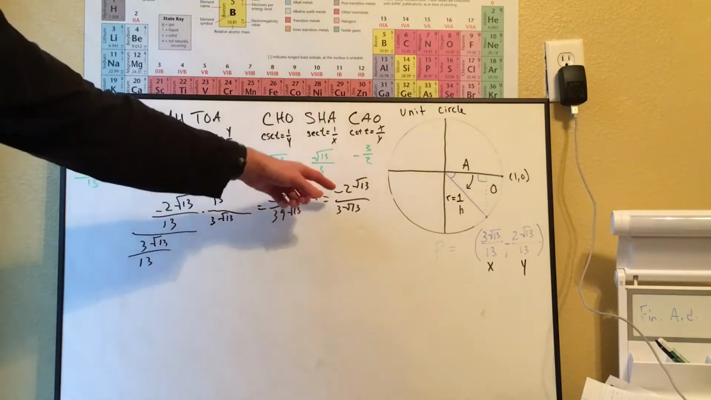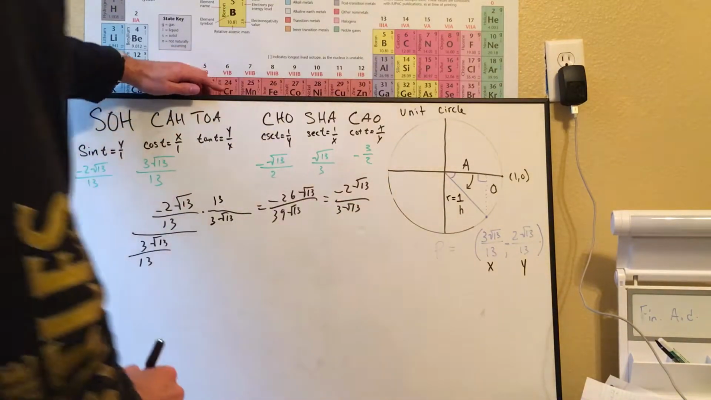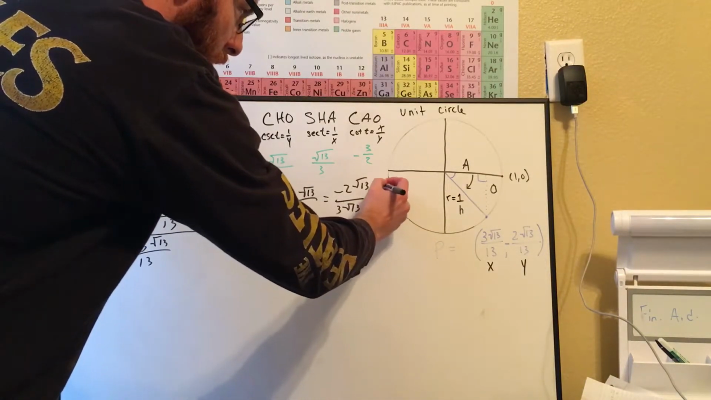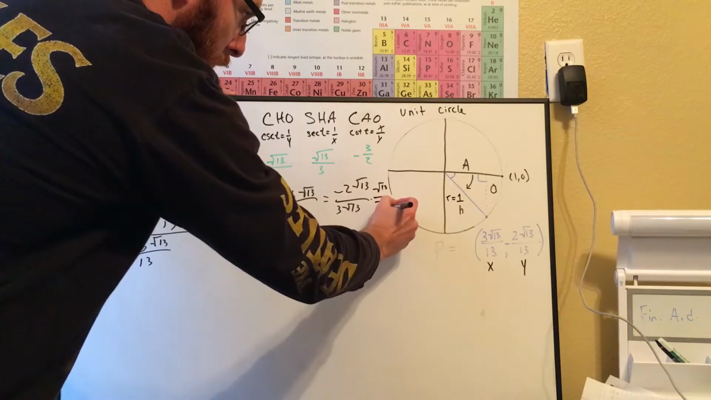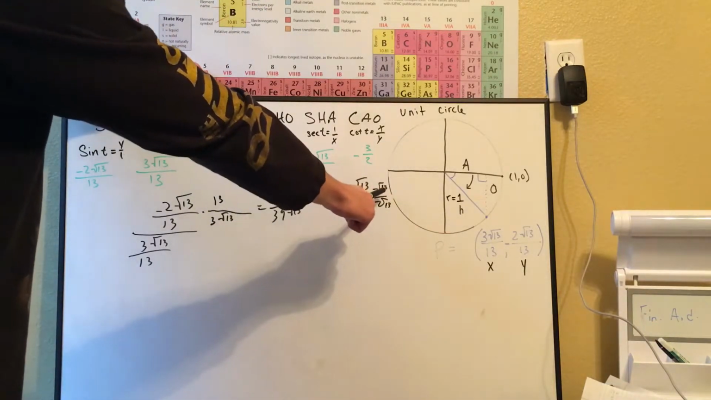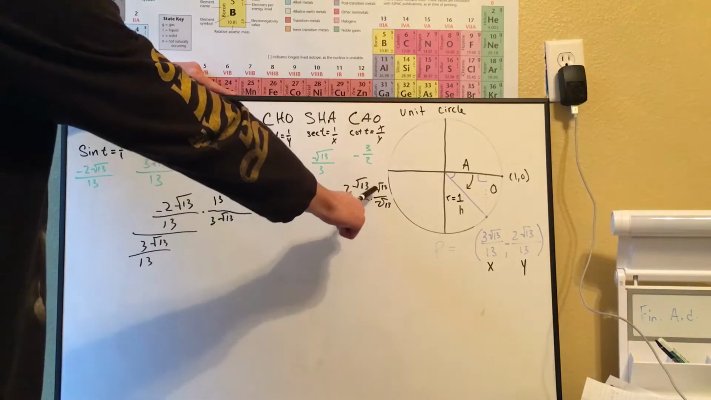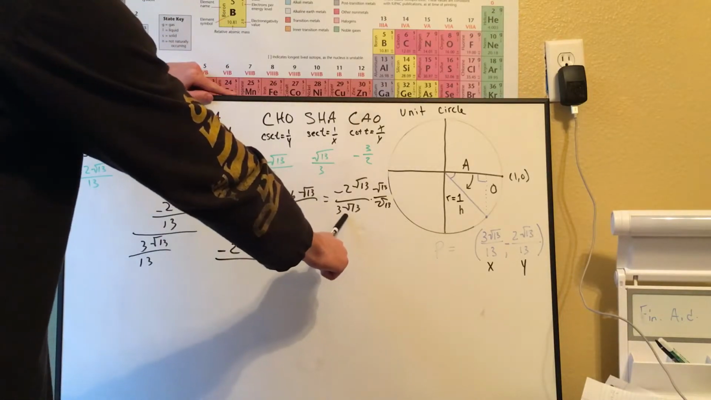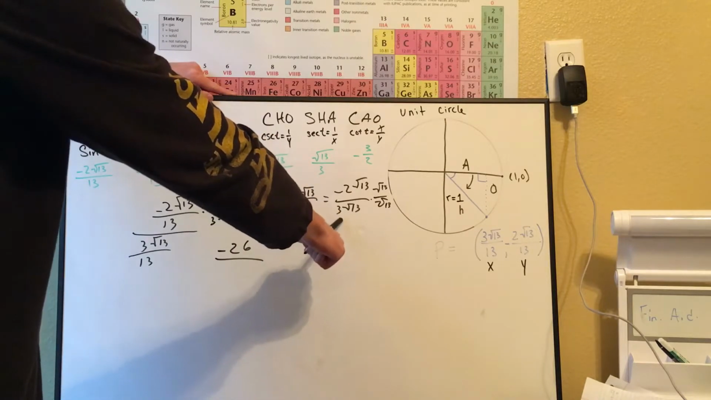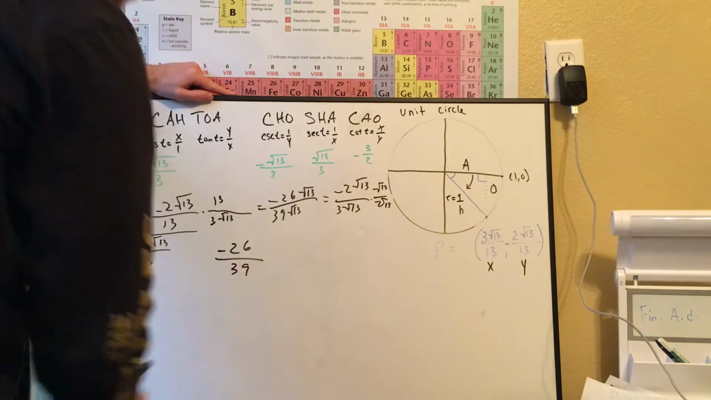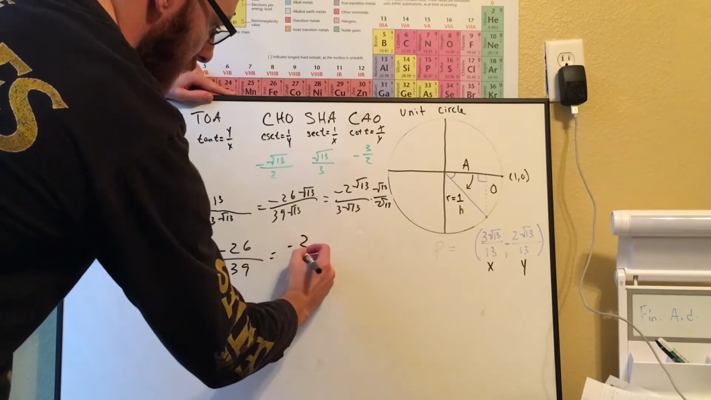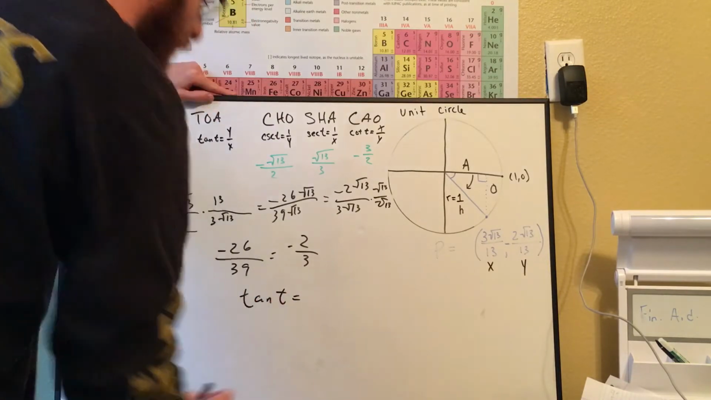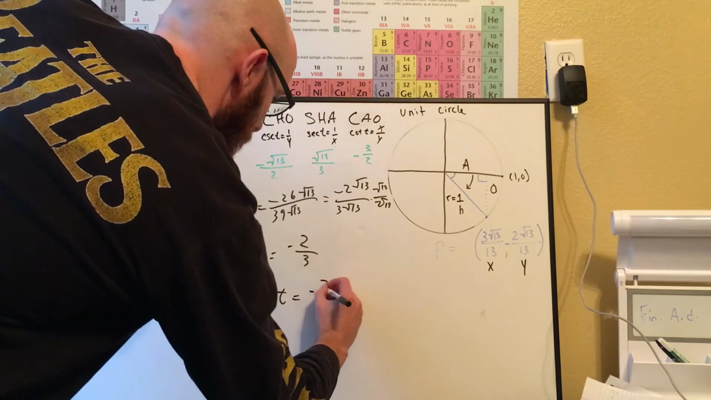We rationalize it by multiplying the numerator and denominator by the square root of 13. Negative 2 times the square root of 13 times the square root of 13 is negative 2 times 13, or negative 26, over 3 times the square root of 13 times the square root of 13 is 3 times 13, or 39, which gives us negative 26 over 39, or negative 2 over 3. So the tangent function, for our t value, the tangent trigonometric function, is negative 2 over 3.